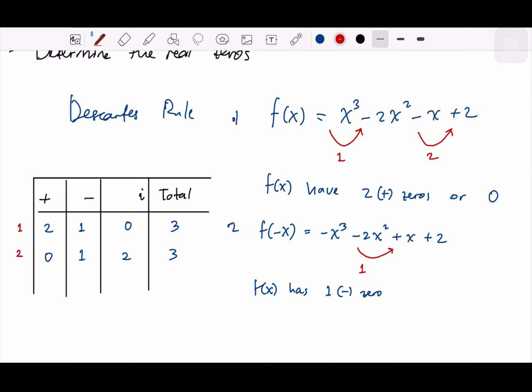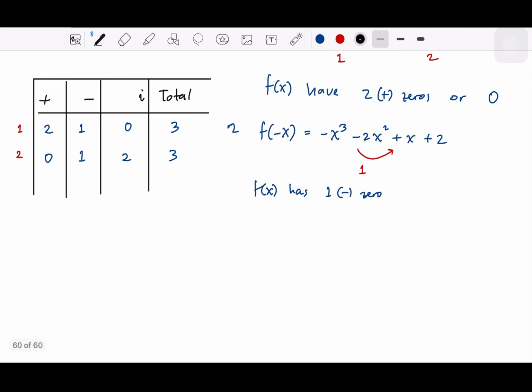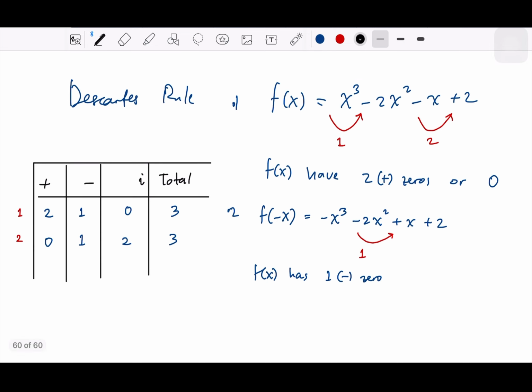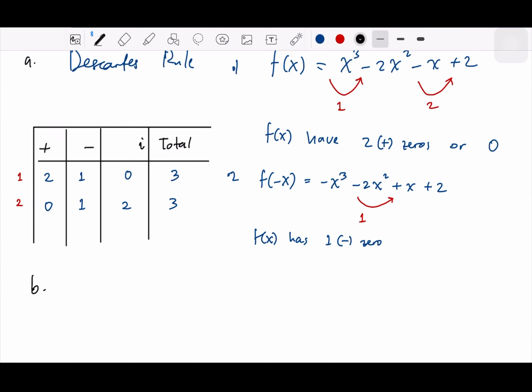We can have 1, we can have 2, but we need to make sure which one is our path, which one is our structure. Okay, so this is for number A. We could stop on number A, and number B is finding the real zeros.